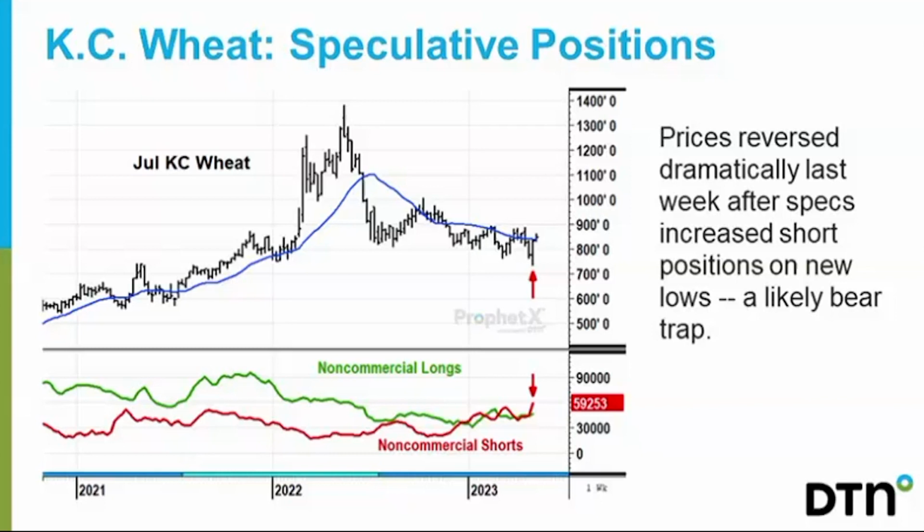And then the very next week, the prices dramatically reversed higher, closed over 50 cents higher, and so far we're up this week. And of course, today's 34.5 cent boost in the Kansas City wheat price adds to that.